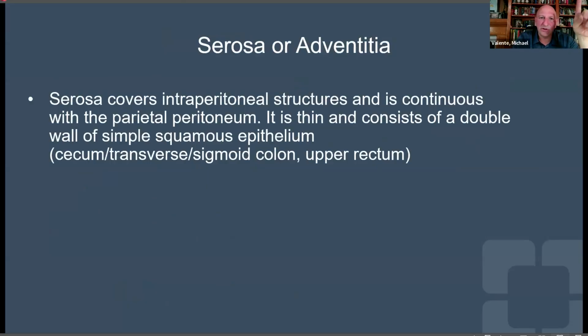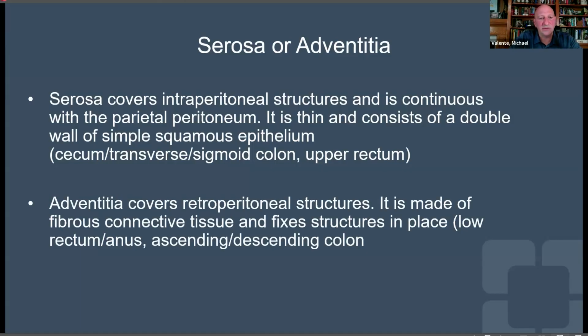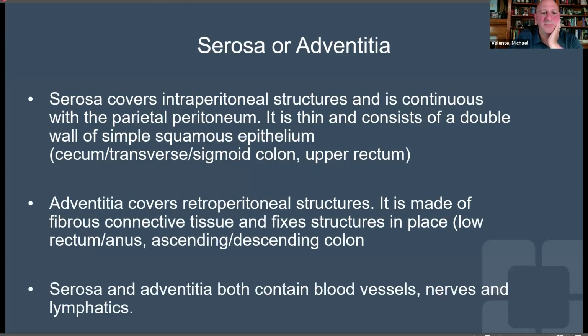Serosa covers all intraperitoneal structures and is continuous with the parietal peritoneum. The parietal peritoneum is the lining of the abdominal wall, the retroperitoneum, etc., and visceral peritoneum covers all of the viscera. So the serosa is a thin, double wall of simple squamous epithelium. This will be our cecum, transverse, or sigmoid, the upper part of the rectum, the free areas. Now the adventitia covers retroperitoneal structures and is made up of connective tissue. So this is the lower rectum, the anus, and the ascending and descending colon that are fixed. We have to mobilize them at the white line of Toldt, which is going through the adventitia. Both contain blood vessels, nerves, and lymphatics.